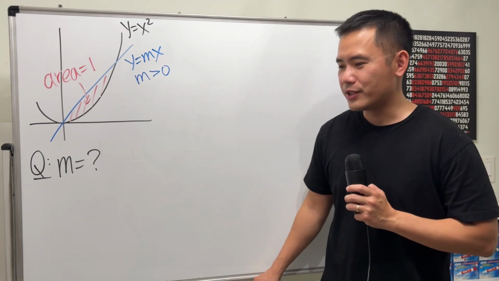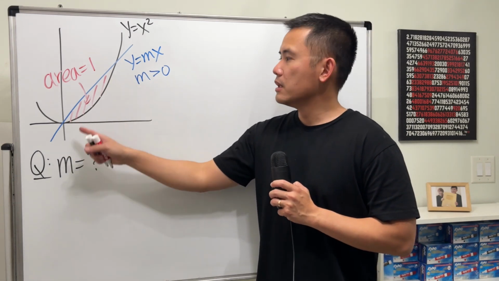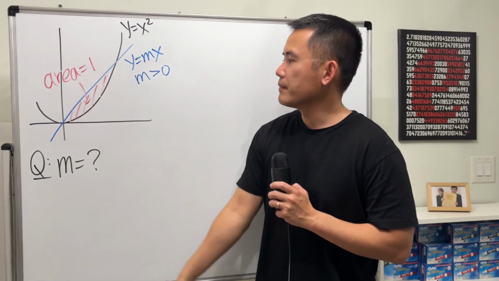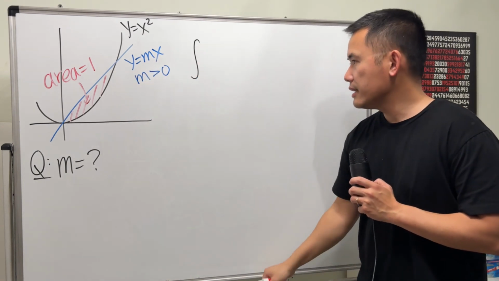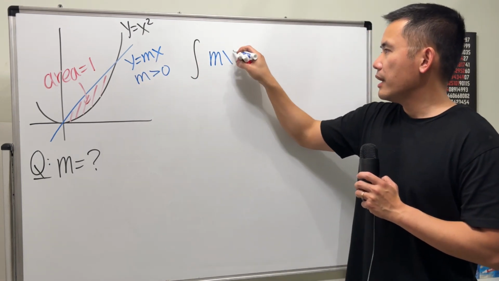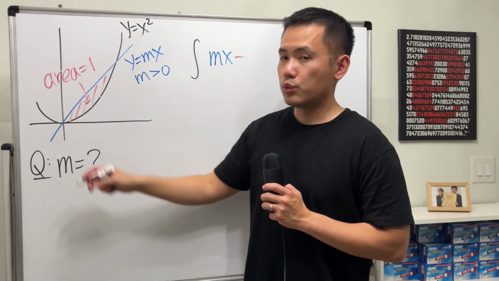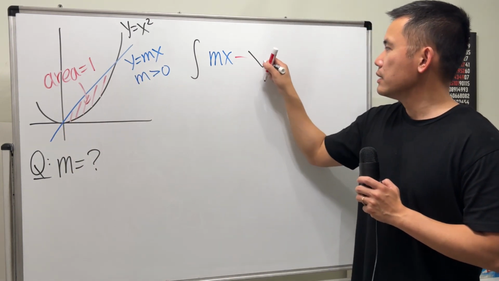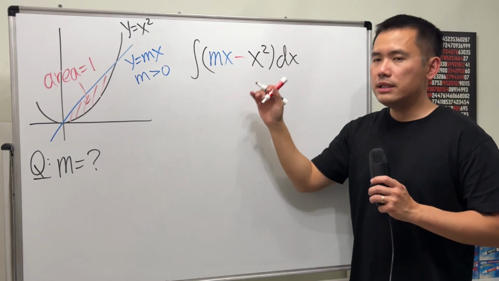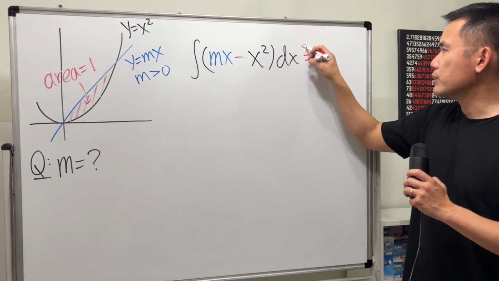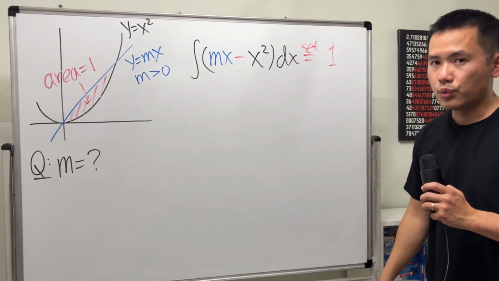Of course, some integration, right? Let's have a look. This is the area between two curves. The first one is technically a line, so we have the mx. So we have the integral, and let's start with mx, and then we're going to minus the parabola, which is y is equal to x squared. Okay, so far so good. And we want to compute this integral, and the final result should be equal to 1, because that's the area, so I'm going to set it equal to 1.